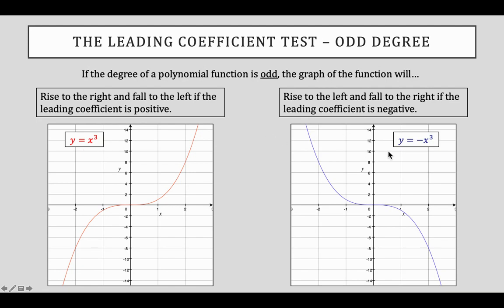Similarly, here we have the graph of y equals negative x cubed. This graph is the same as y equals x cubed, but we have reflected it over the x-axis. And notice the graph now rises to the left and falls to the right. Any polynomial that has odd degree and a negative leading coefficient will have the exact same end behavior, rising to the left and falling to the right.